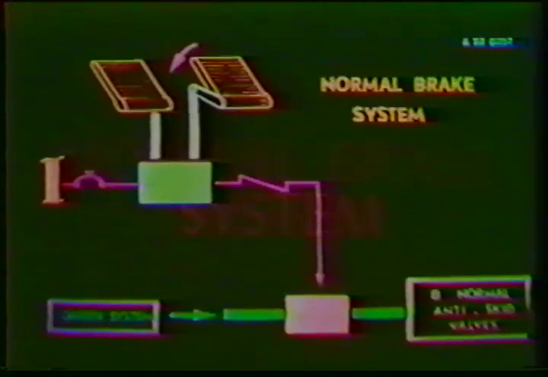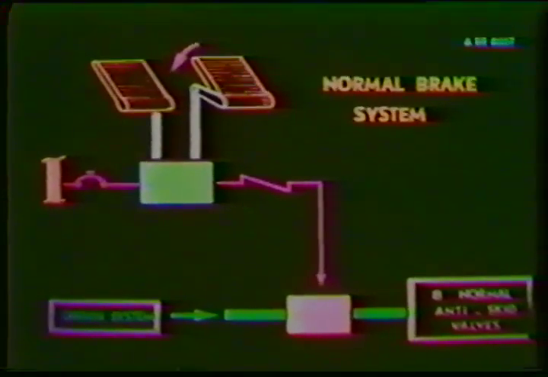The normal brake system is an electro-hydraulically controlled system. An electric transmitter, driven by the brake pedals, signals the amount of brake pressure to be applied, which is then modulated by anti-skid valves on each wheel brake.